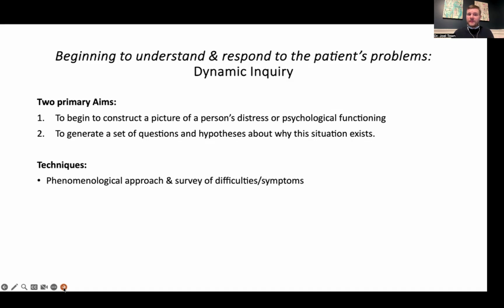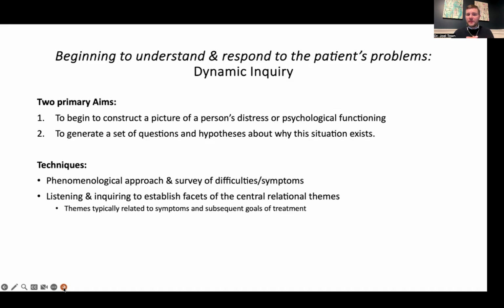Then we're going to have various techniques to help us begin to work with these. So the first can be a phenomenological approach to survey a person's difficulties and symptoms. So we want to base the focus of our session on their description of the difficulties they actually come in with. Then technically, we want to start to take a listening stance, but also be actively inquiring to try and establish the specific details around the relational context in which their symptoms or difficulties manifest.